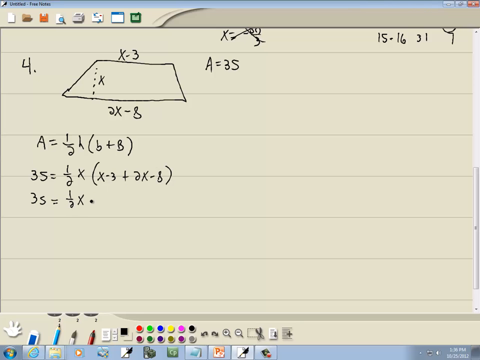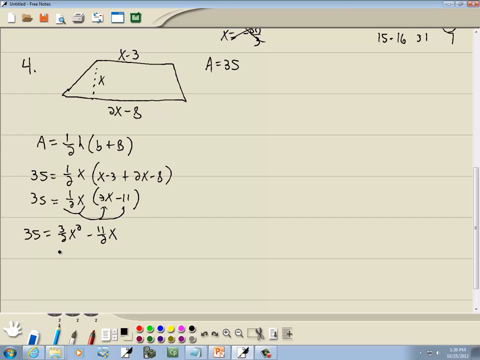So we'll do what's inside the parentheses first. X plus 2x is 3x. Negative 3, negative 8 is negative 11. Now we want to multiply the 1/2 x through. So we'll multiply it times that and times that. So we've got 35 equals 3/2 x squared. 1/2 times 3 is 3/2, and x times x is x squared. 1/2 times negative 11 is negative 11/2 x.